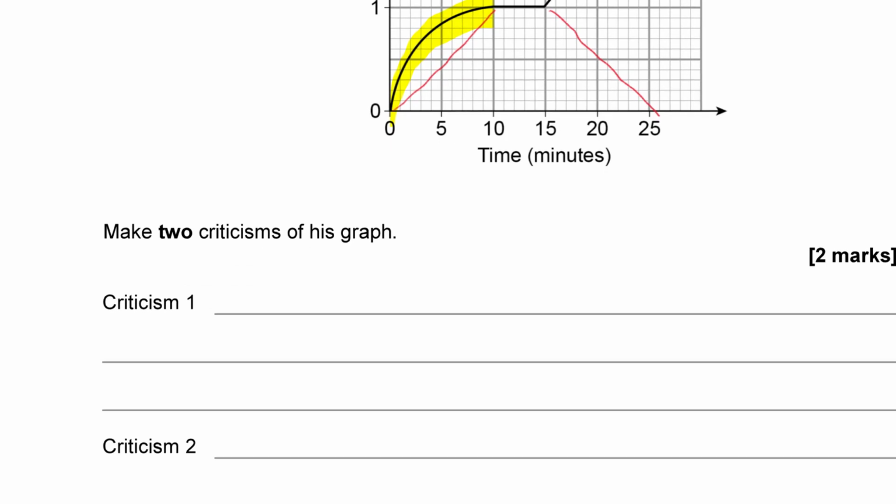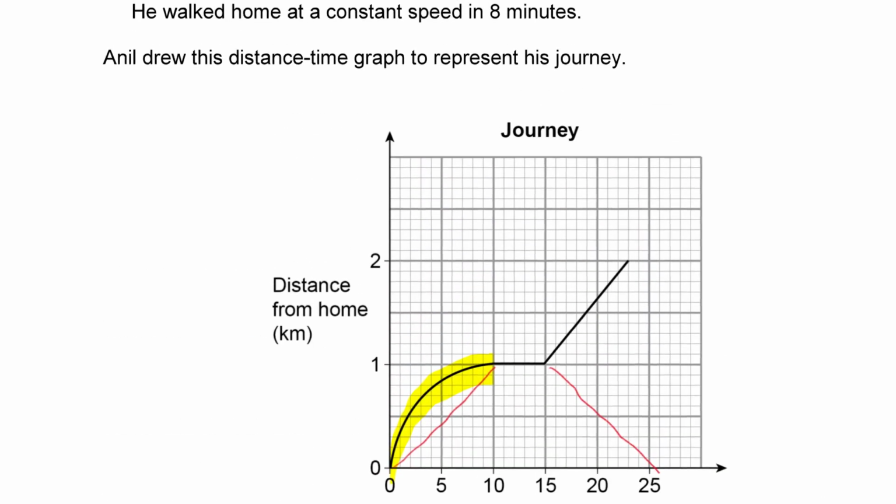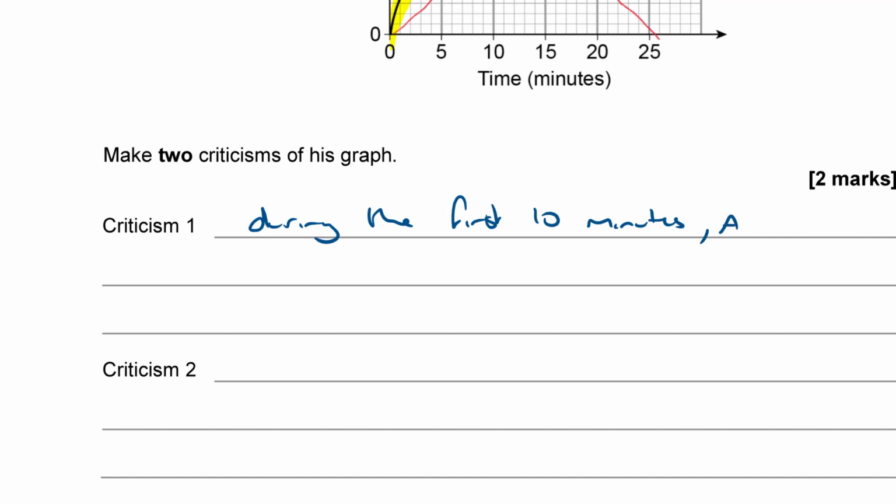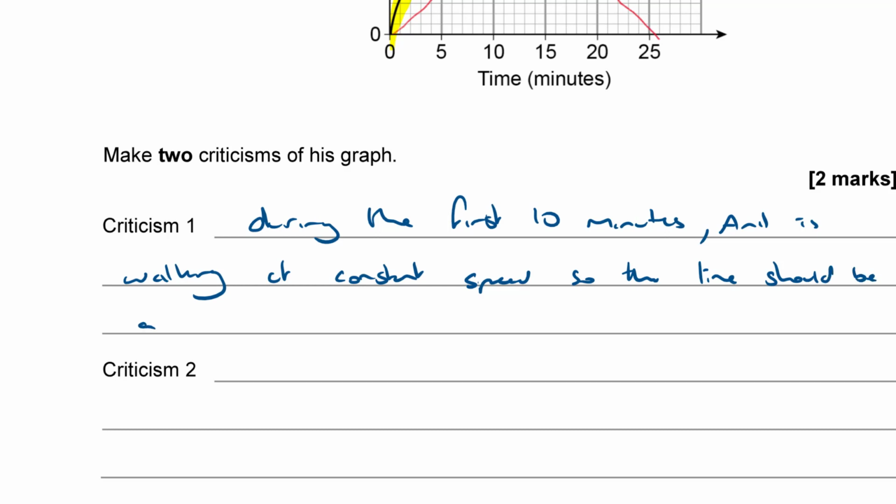So criticism 1: during the first 10 minutes, Anil is walking at constant speed, so the line should be a straight line.